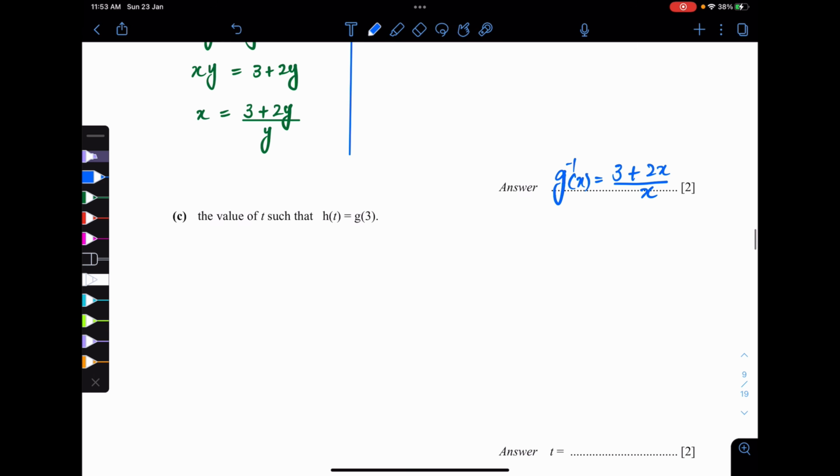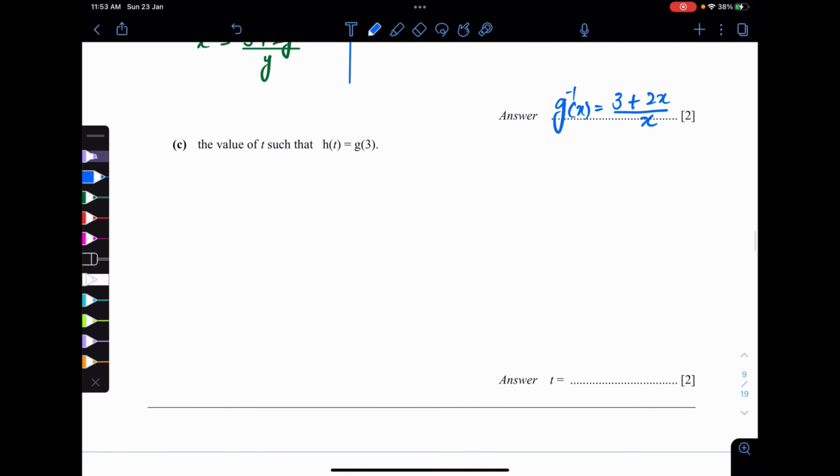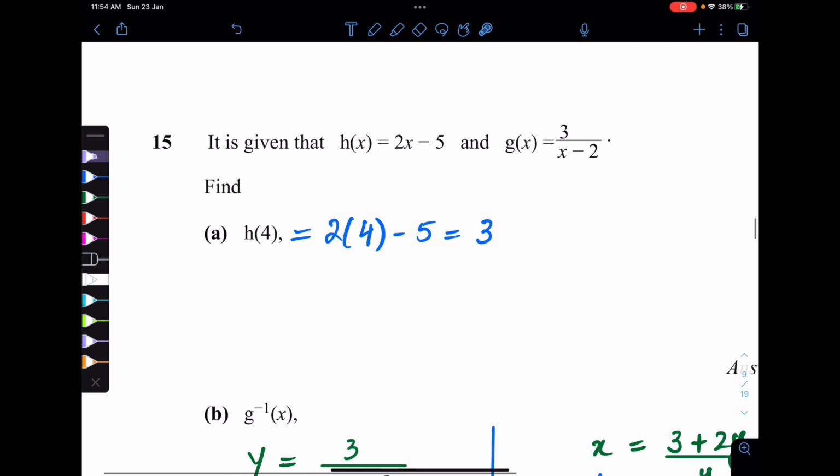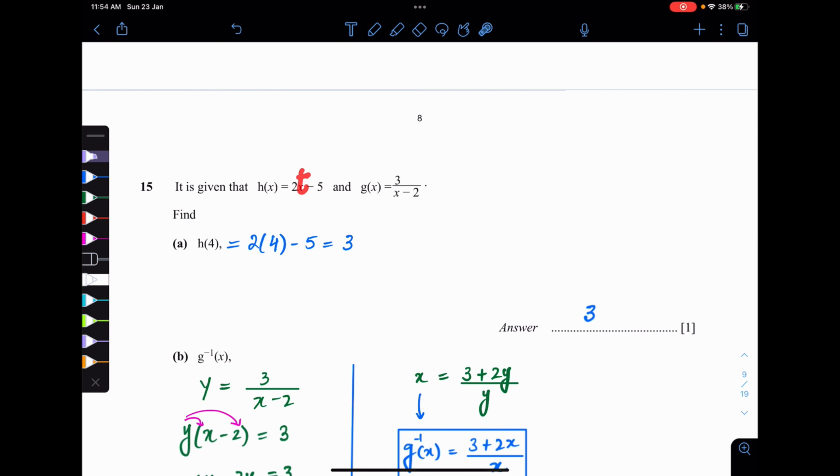The third question is quite interesting. It is giving us two instructions. The left side says go to function h and put the value t. So over here we go to function h and put value t. So this is 2x minus 5. If I put t over here, this will become 2t minus 5.